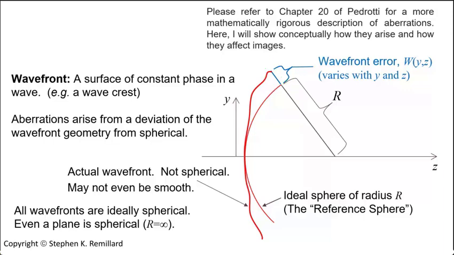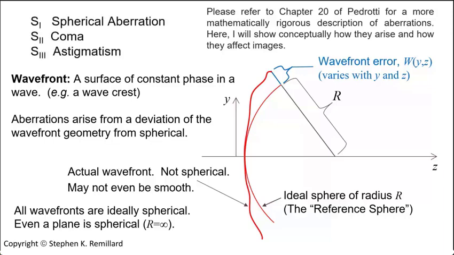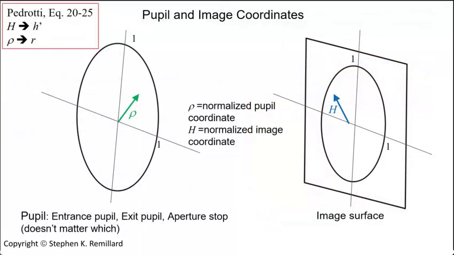Wavefront deviations are called geometric aberrations, and I'll describe 5 of them, beginning with the 3 point aberrations: Spherical, Coma, and Astigmatism. I need to refer to 2 important surfaces in an imaging system: the pupil surface and the image surface. Each surface has its own coordinate system.